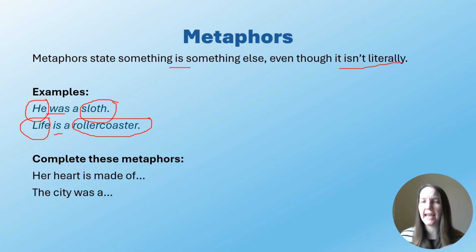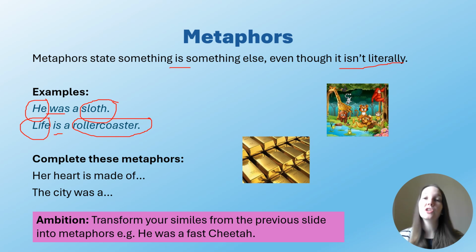And we've got the city was a, so again, I've got some images to help you and I've got an ambition task here. So use these images if you're struggling. And for an ambition task, what I would like you to try and do is transform the similes from the previous slide that you created into metaphors. So if you put he ran as fast as a cheetah, you could transform that and put he was a fast cheetah. State that it is something else, okay? That would make it a metaphor. So it's a really nice win just to transform these similes into metaphors there. So again, pause this slide if you are doing this task, but if you are doing it, excellent stuff.